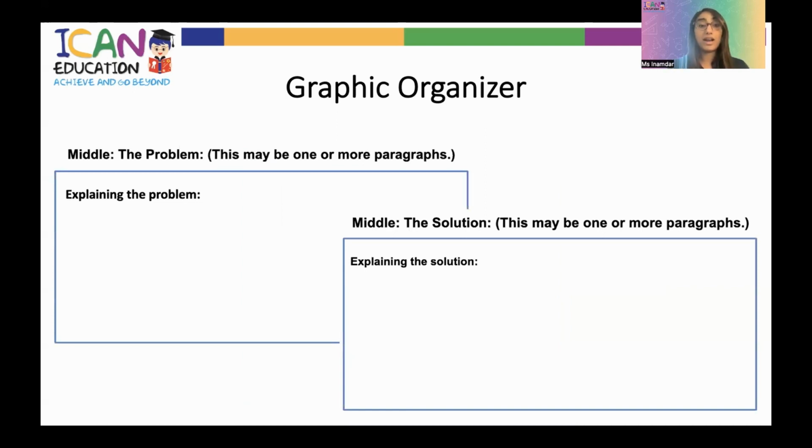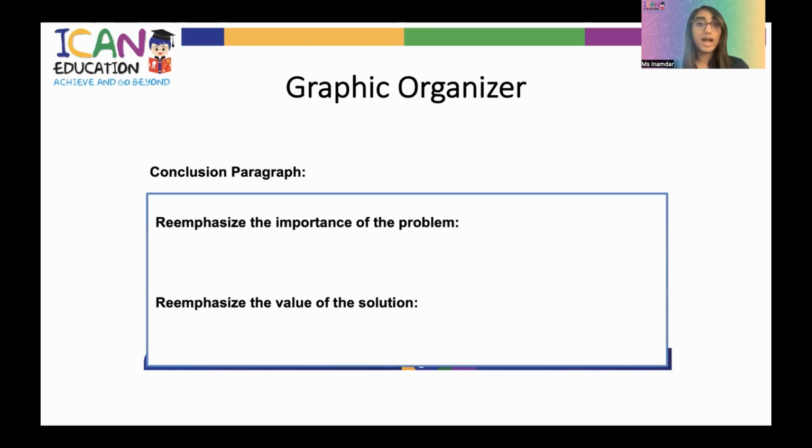Then you have your middle paragraph or paragraphs, explain what the problem is and explain what the solutions are. Again, it doesn't have to be one paragraph for problem and one paragraph for solution. You could write multiple paragraphs for both. Finally, your conclusion paragraph. The purpose of a conclusion is to re-emphasize the importance of the problem and to re-emphasize the value of your solution.